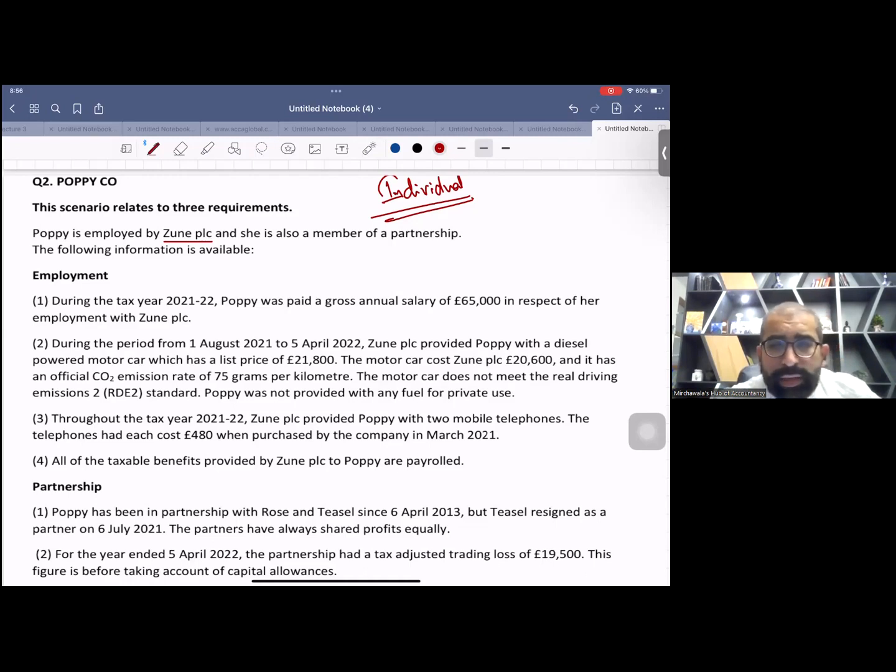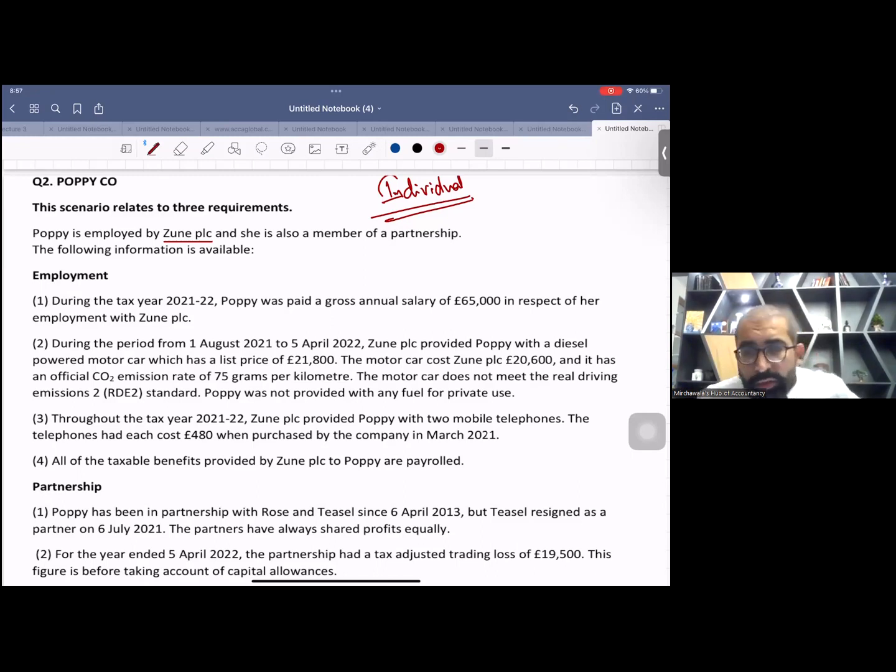Poppy was paid a gross annual salary of £65,000 in respect of her employment income. Very simple. Here the heading is employment, and this is a human being, an individual. You have to make an employment income PNL, and the first thing you will add in this employment income PNL is salary. You will add the salary.